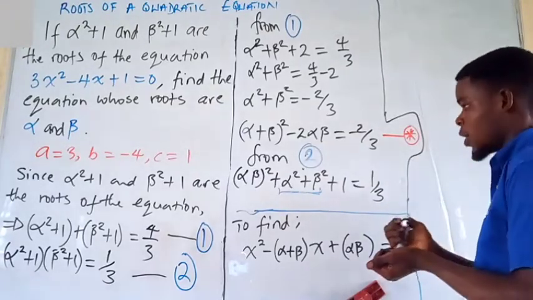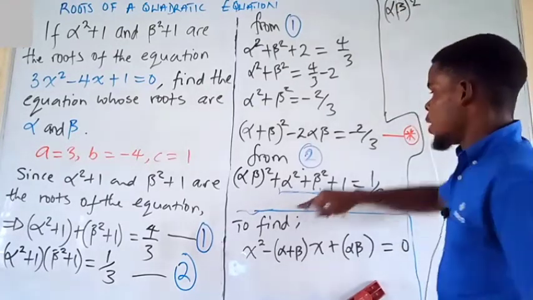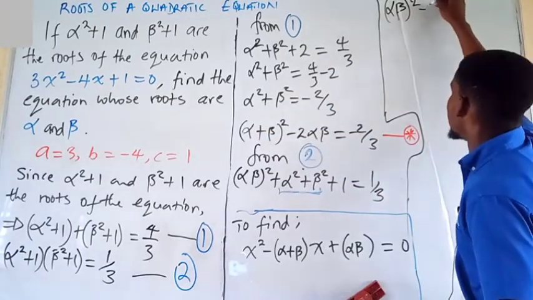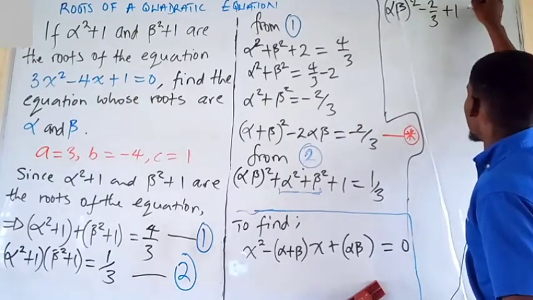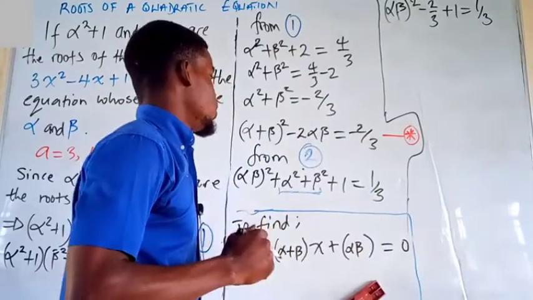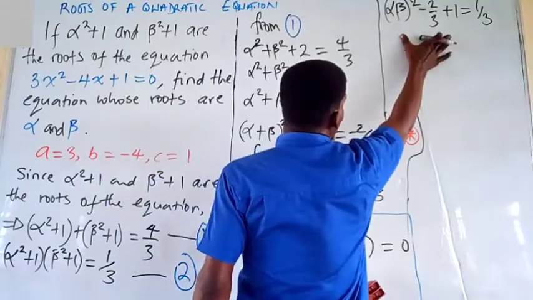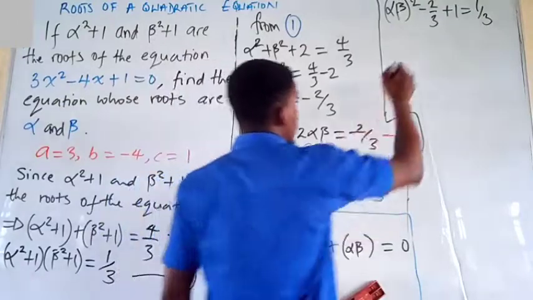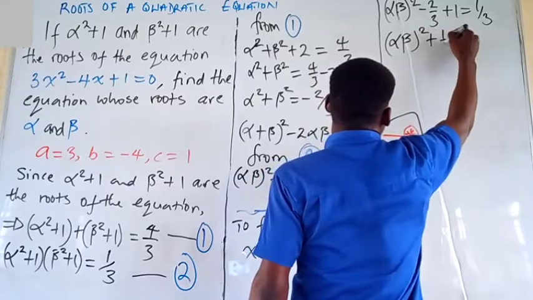We're going to have alpha times beta all squared. Then in place of alpha squared plus beta squared, it is negative 2 over 3. So I'll just put it down, negative 2 over 3, and now add it with 1. So here I can get my value for alpha times beta, very simple. Negative 2 over 3 plus 1 is going to give us positive 1 over 3. So that means alpha times beta all squared plus 1 over 3 is equal to 1 over 3.